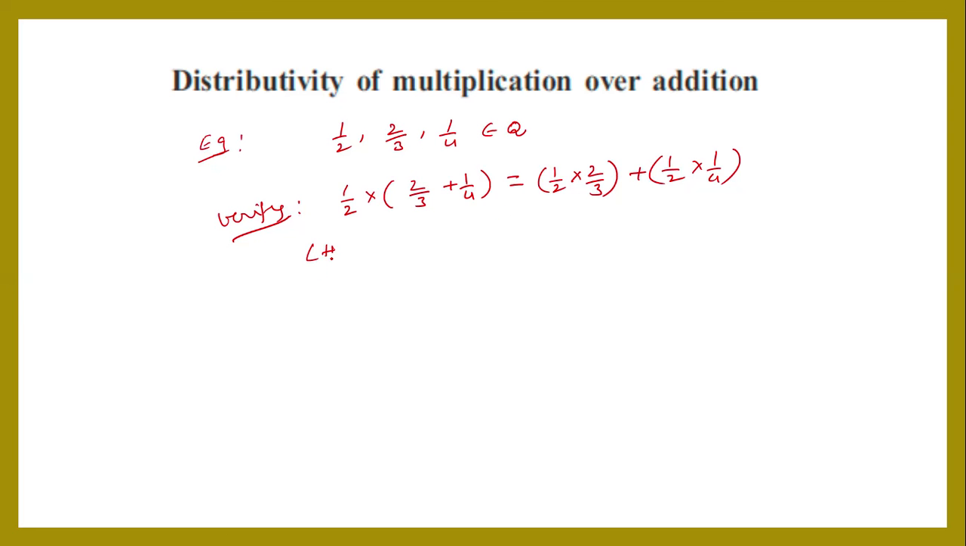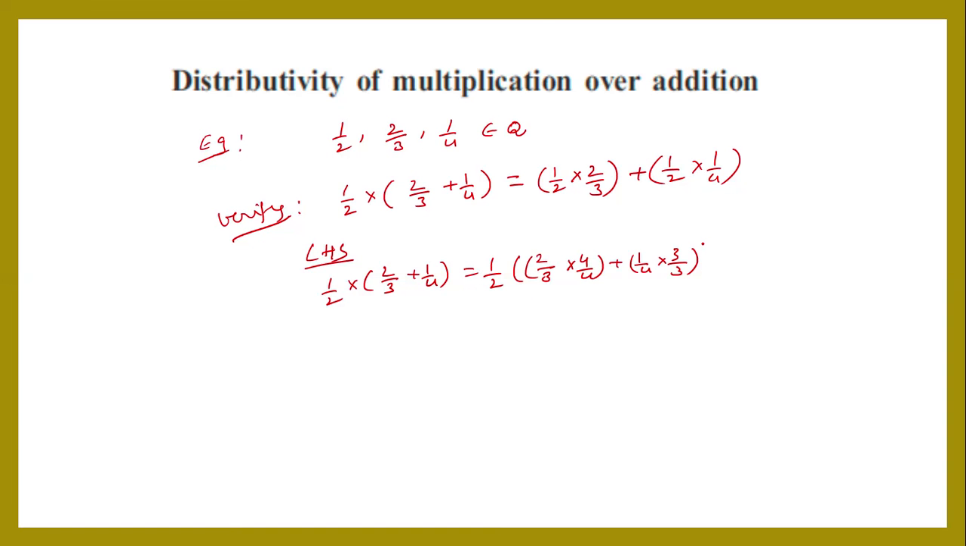First you may take the left hand side part. What is that? 1 by 2 into (2 by 3 plus 1 by 4). The numbers which we write in the brackets are not like fractions. So first you may convert those two into like fractions: 2 by 3 into 4 by 4 plus 1 by 4 into 3 by 3.